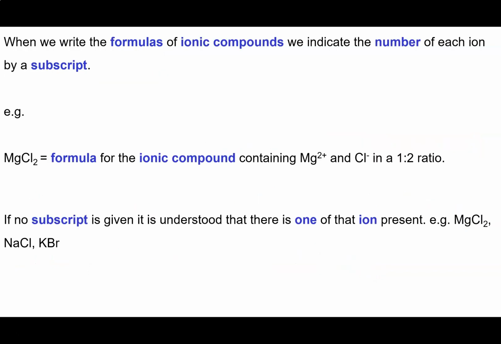So let's just review how we write the formula of an ionic compound. When you write the formula of an ionic compound, you begin with the metal, followed by the symbol for the non-metal, and you indicate the number of each type of ion using a subscript following the ion's symbol. We don't include any charges when we do this. The charges are omitted, just the element symbols.